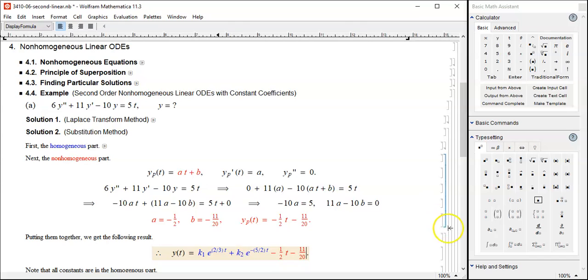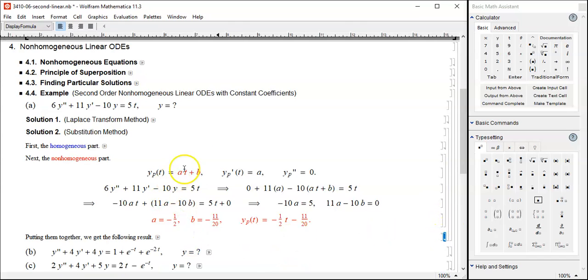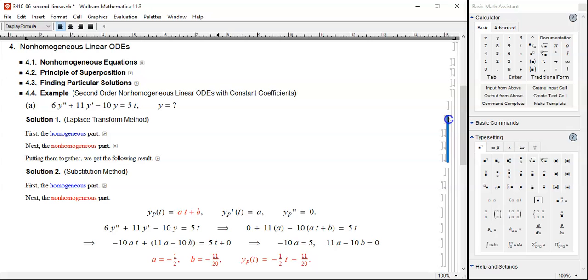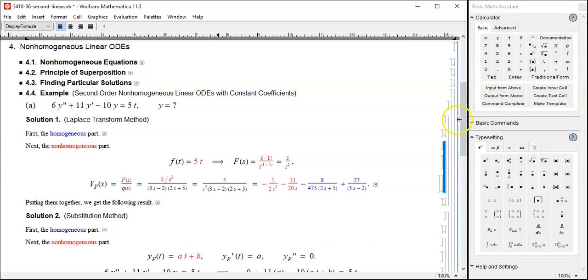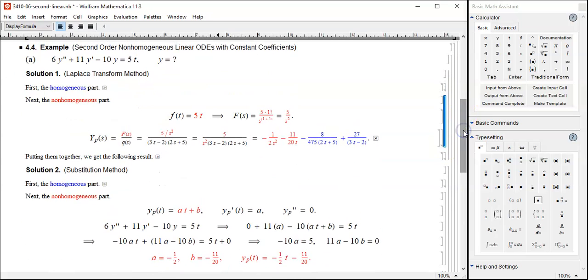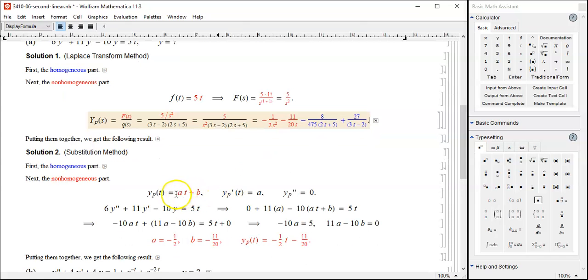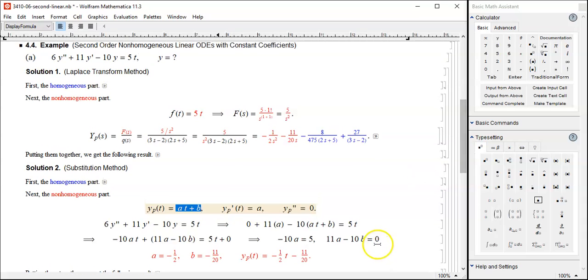Now, which method do you prefer? The key portion is to find the non-homogeneous solutions, so let's compare these two. The Laplace transform method: capital F over Q, and taking the decomposition by partial fractions. Or start with an educated guess, put those into the original equation, take the like terms together, and get a system of linear equations to solve. Which method do you prefer?